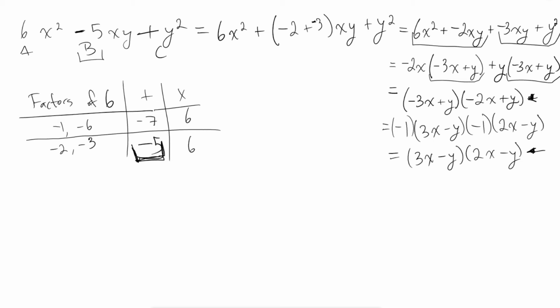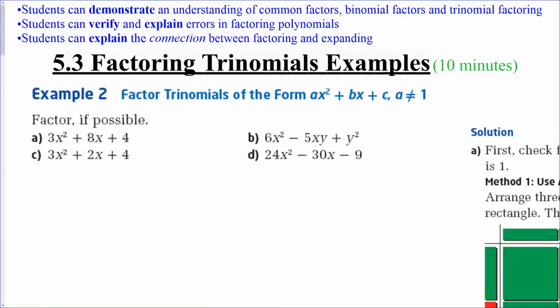So we want to find our mystery numbers, replace them in our original equation, expand it out, find our greatest common factor, and simplify. So it's a long process when a is not equal to 1, but it can be done. For c now, we have 3x squared plus 2x plus 4. So let's do that one.